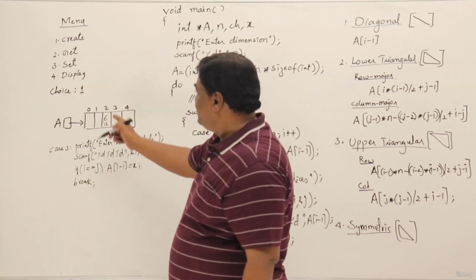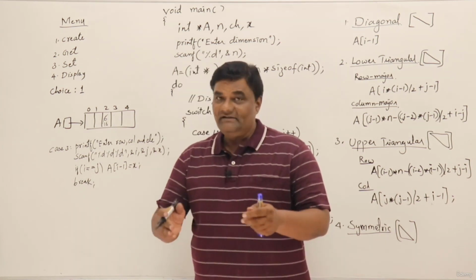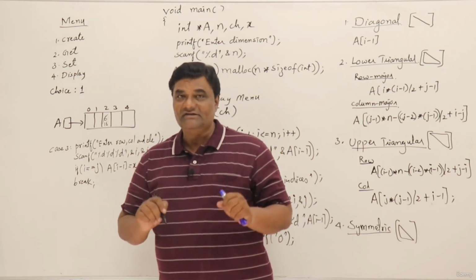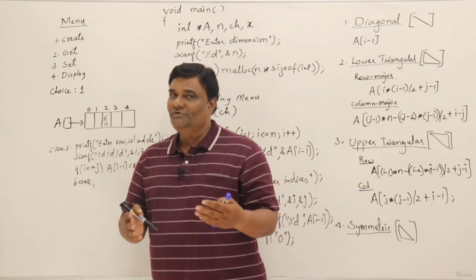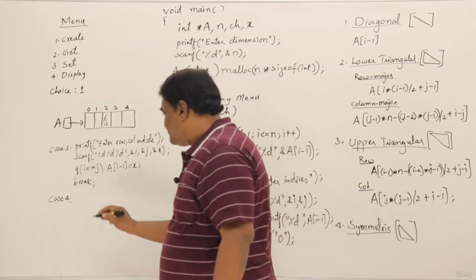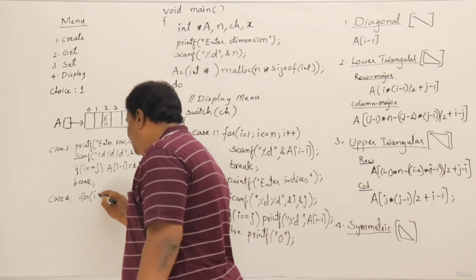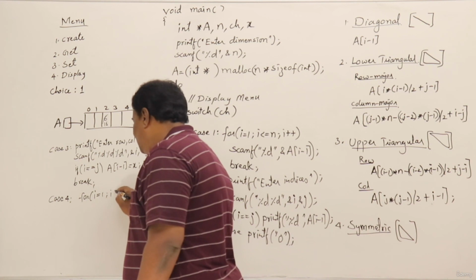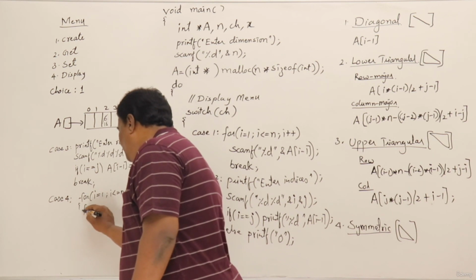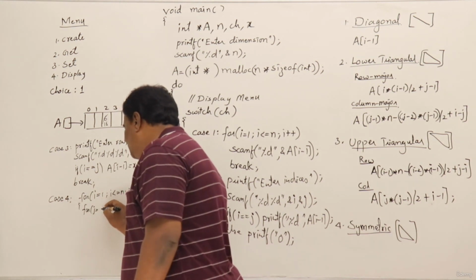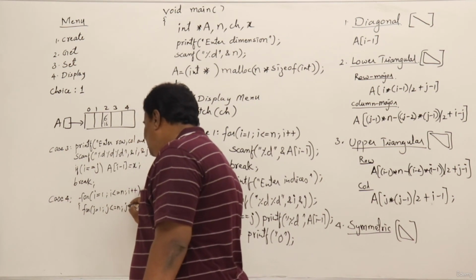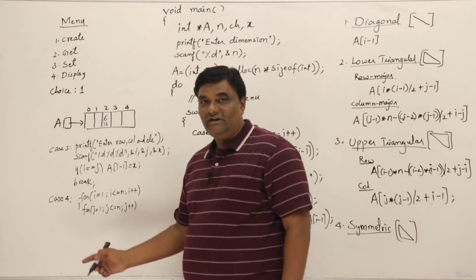Then break. Then the last option, display. Displaying the complete diagonal matrix. I want to display it as a matrix only, that is 2-dimensional. So for a 2-dimensional, I have to use 2 nested for loops. So let us write case 4. So first for loop, for I assign 1, I less than or equal to n, I plus plus. And for j assign 1, j less than or equal to n, j plus plus. So I have 2 for loops.